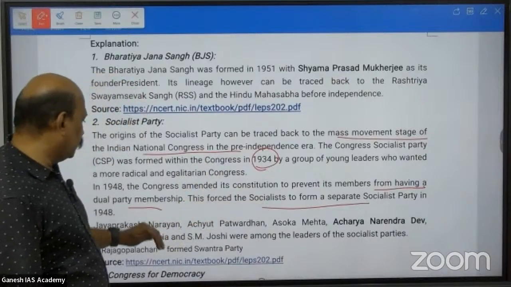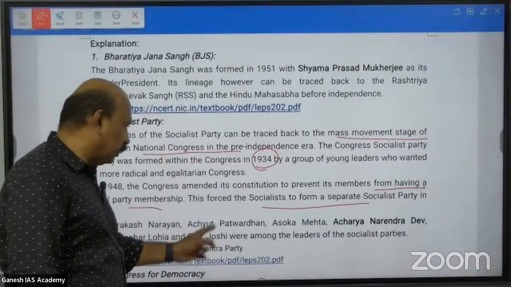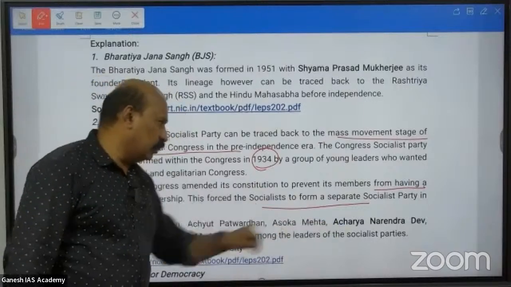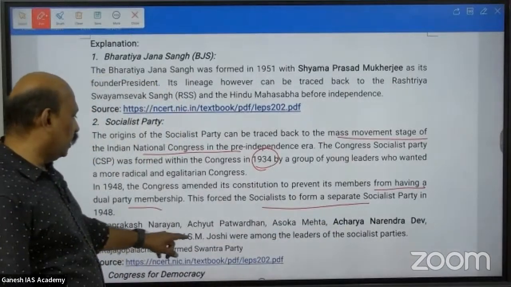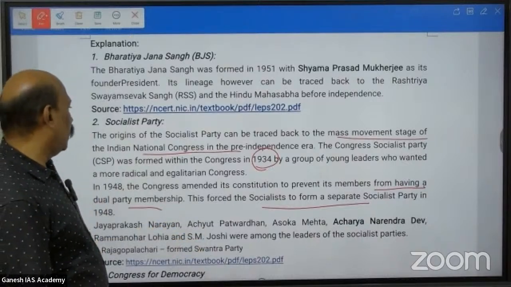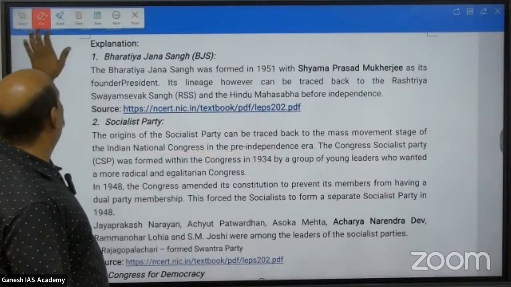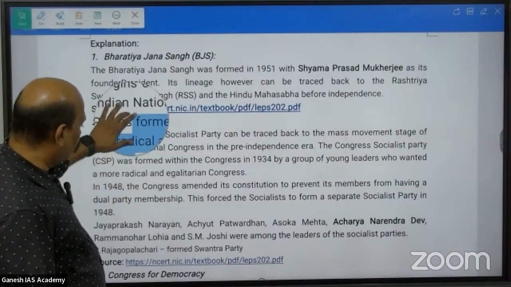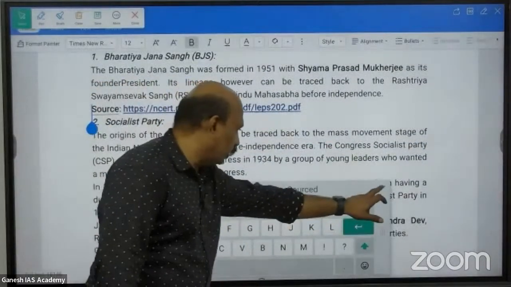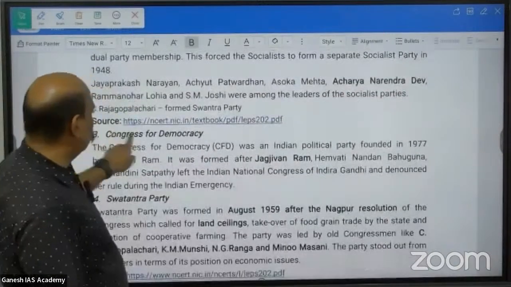So the CSP members, basically Jayaprakash Narayan, Achyut Patwardhan, Ashok Mehta, Acharya Narendra Dev, a name that appeared in the question paper, Ram Manohar Lohia and S.M. Joshi, they all formed the Socialist Party in 1948. That is also very much given in the NCERT book. Again, this is available online also. I'm giving you the link.